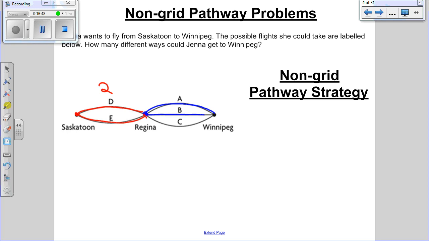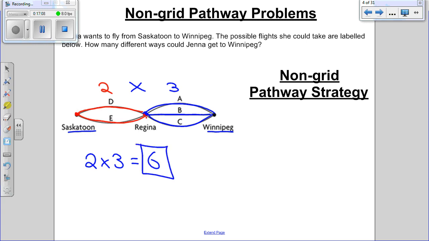So to figure out the total number of pathways from Saskatoon to Winnipeg, you multiply those two numbers together. So if you went 2 times 3, that would tell you the total number of ways from Saskatoon to Winnipeg. There were 2 different ways to get into Regina, and both of those pathways have 3 other pathways to get into Winnipeg. And these maps can get big, and they can cross each other in funny ways.